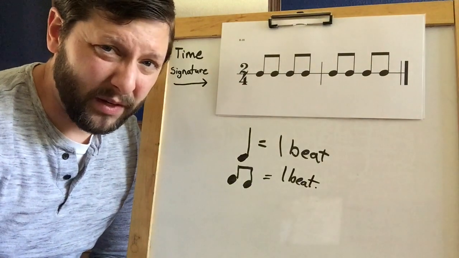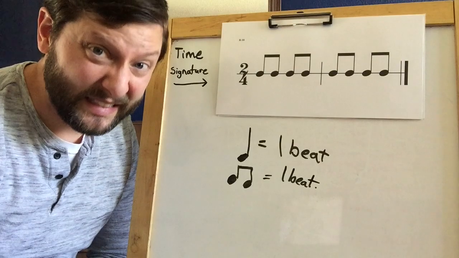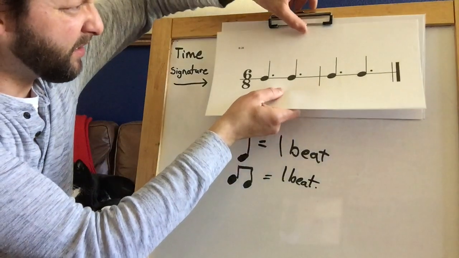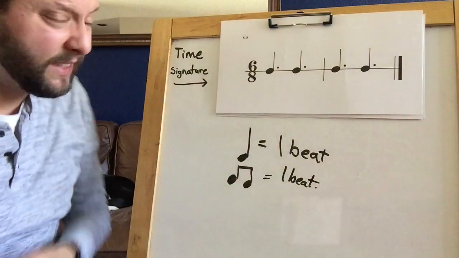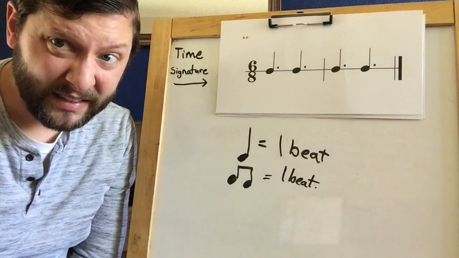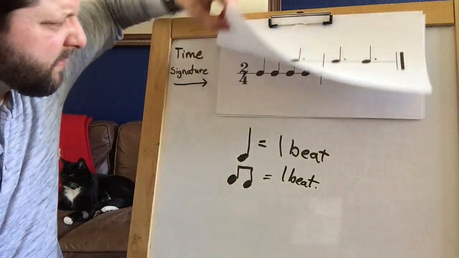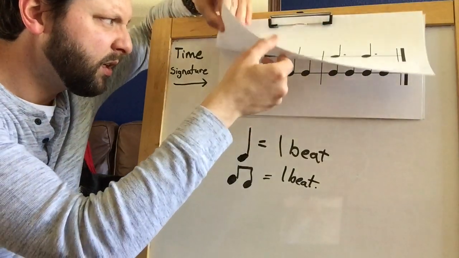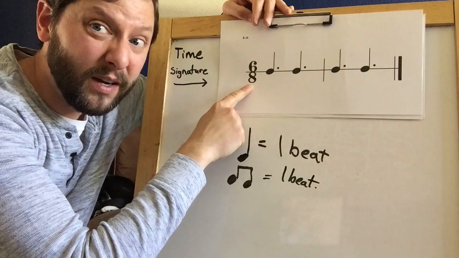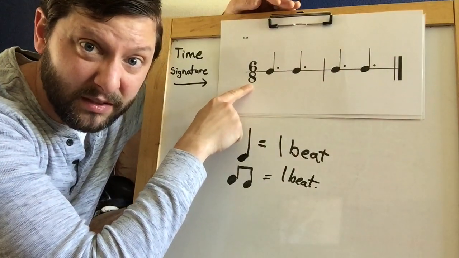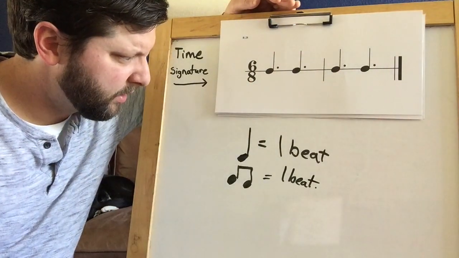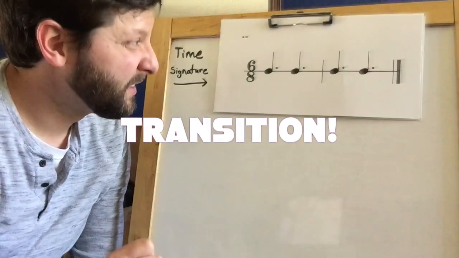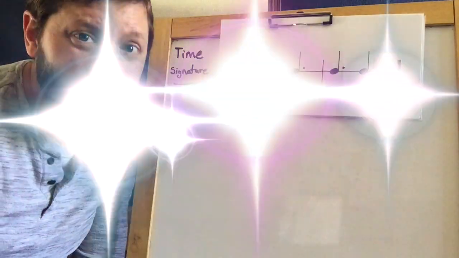But what about that other weird thing? We saw it said 6/8. Let me see if I can find that one. This one right here? 6/8? I'm going to flip it: the quarter note gets a beat. Now an eighth note gets a beat. Wait a minute, that means we have to change all this down here. We just changed our time signature.